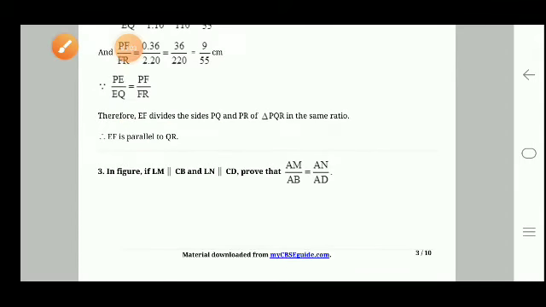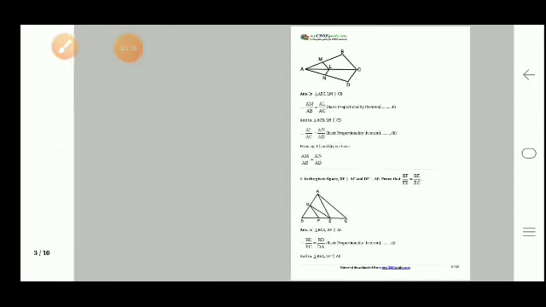Then in the next question, number 3, as you can see, it is given that in the given figure LM is parallel to CB and LN is parallel to CD. Prove that AM upon AB is equal to AN upon AD.